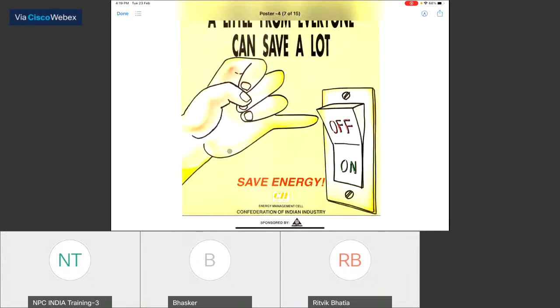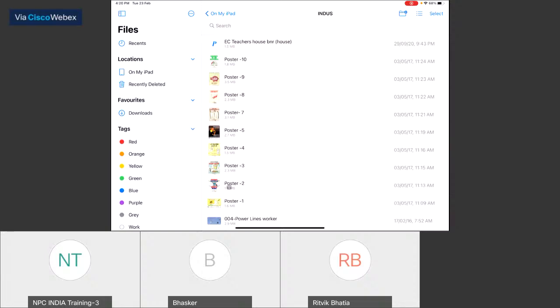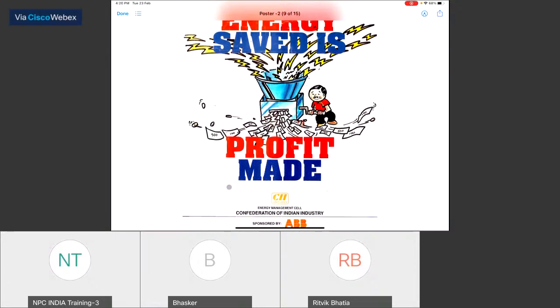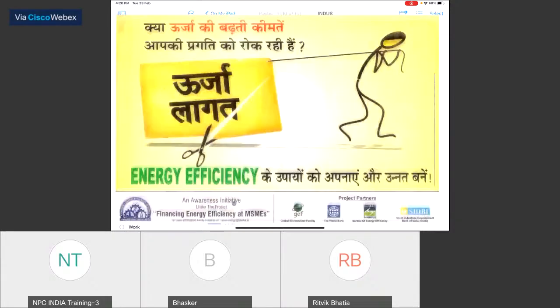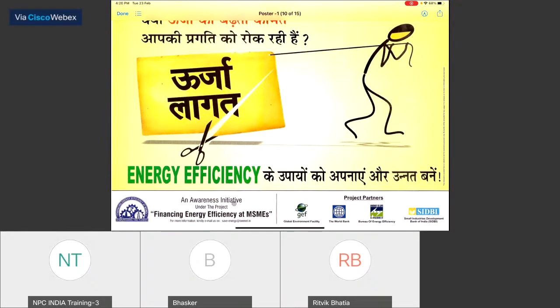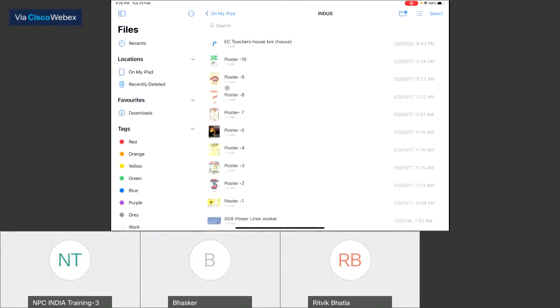Still, you can save a lot by switching off the light. Energy saved is profit made in our country. So by adopting energy efficiency measures to reduce energy cost, you become advanced.